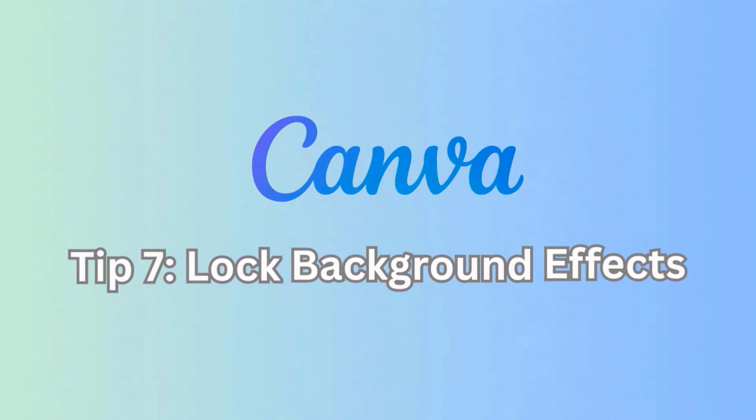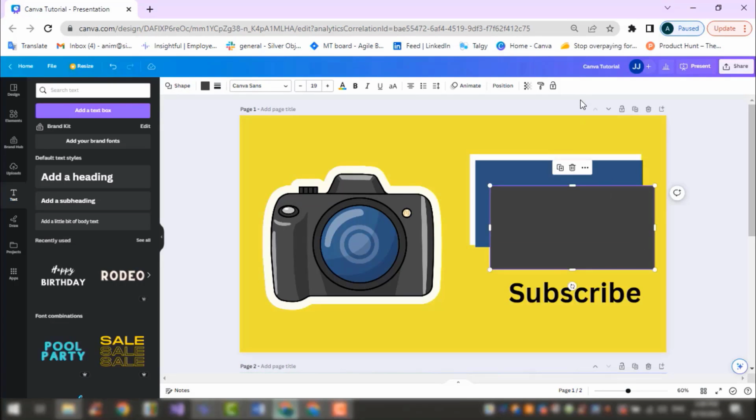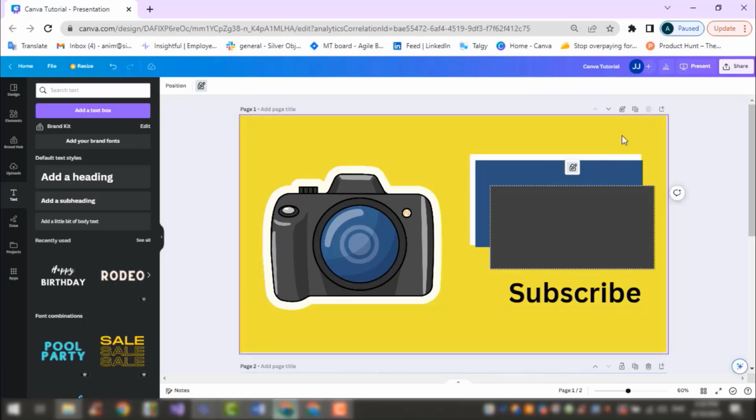The next tip is called Lock Background Effects. You can mostly use this effect while creating templates that will be used repeatedly. Select the rectangle and click the padlock symbol in the top right-hand menu. Now we cannot move it from its place. We can do the same thing with the text. To unlock, click on the padlock symbol again.